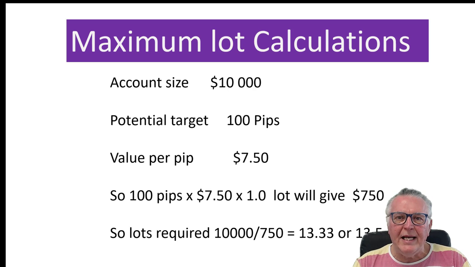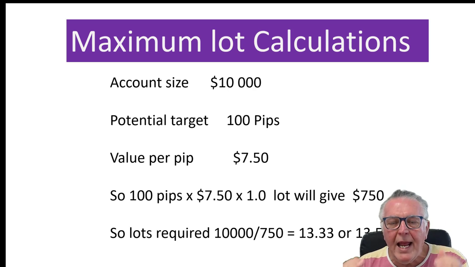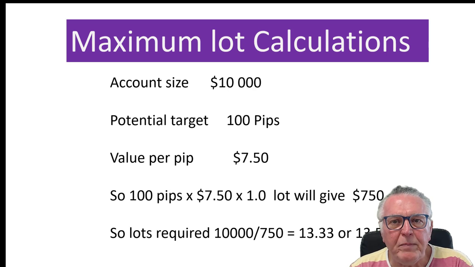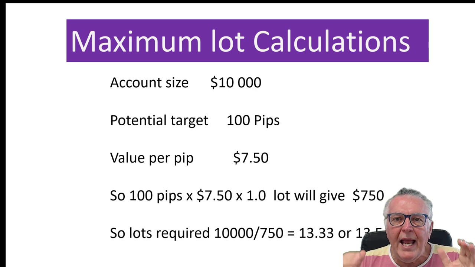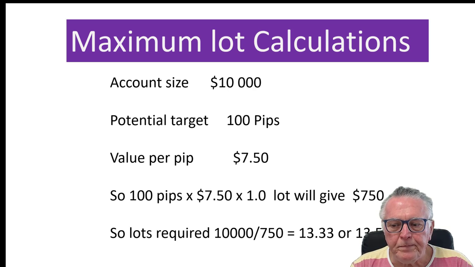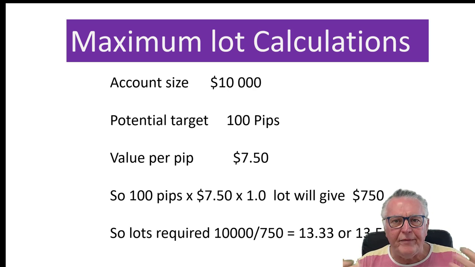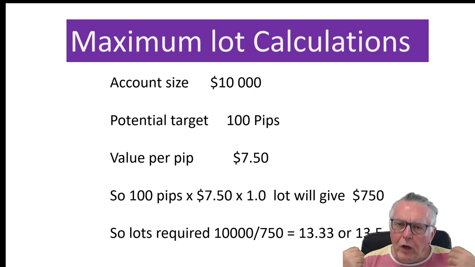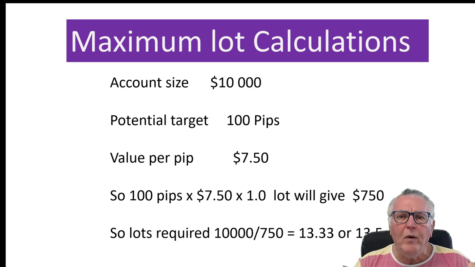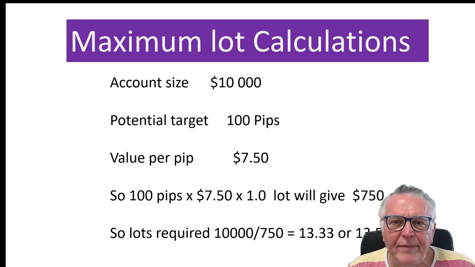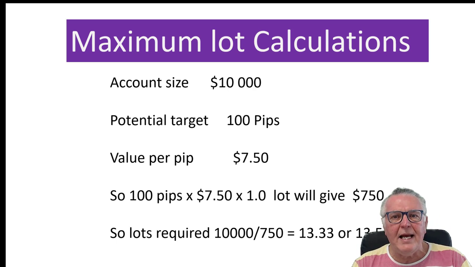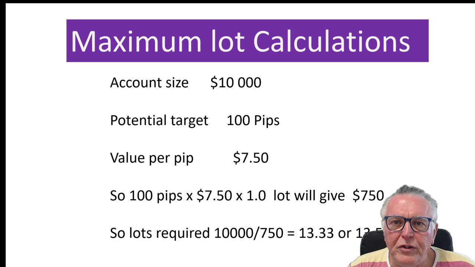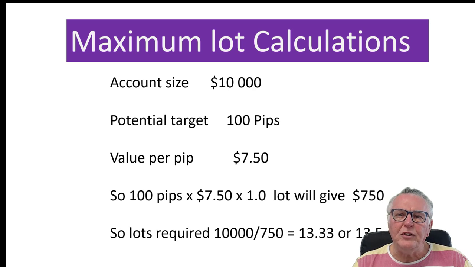So what you then say is that if I have a 100 pip trend and a pip value is $7.5 and I trade one main lot, I'm going to generate $750. Now, I don't want to generate $750. I want to generate $10,000. So all you do then is you say, all right, how much must I multiply 750 by to get to 10,000? And the calculation below shows you how you do that, and that works out to 13.3 or 13.5.